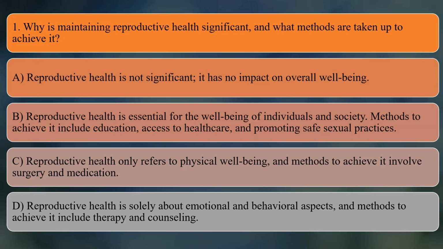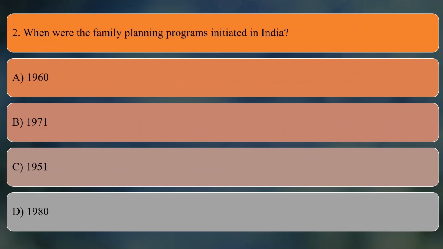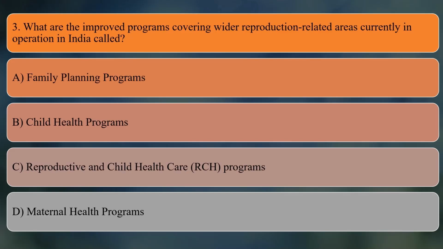Reproductive health significant, and what methods are taken up to achieve it? When were the family planning programs initiated in India? What are the improved programs covering wider reproduction-related areas currently in operation in India called?